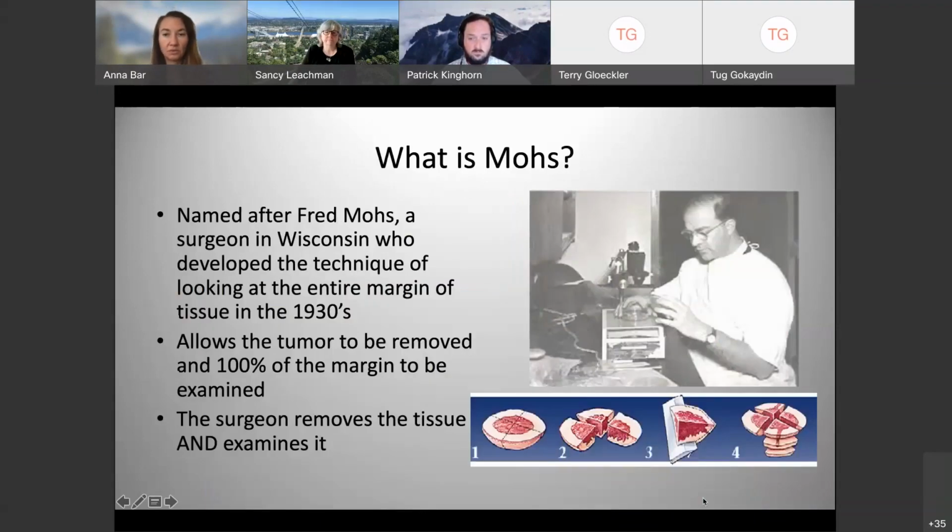So what is Mohs? Well, it's a type of surgery that's named after the surgeon who invented it. His name was Fred Mohs, and he developed the technique of looking at the entire margin in the 1930s at the University of Wisconsin. When we remove the tumor, we cut it in such a way that we look at the entire deep margin and the entire peripheral margin of the tumor at the same time.